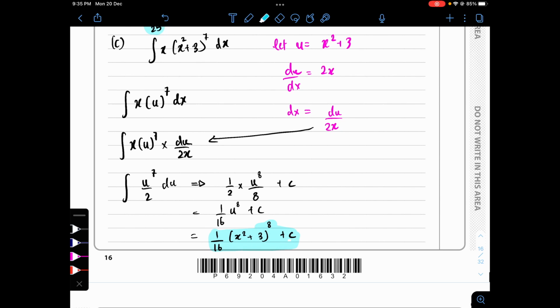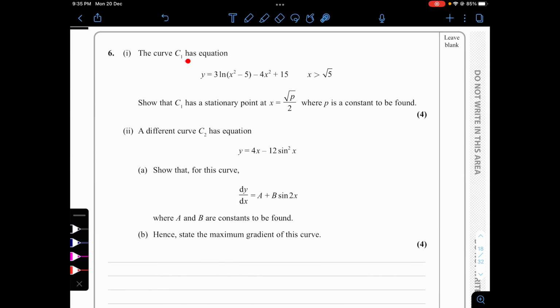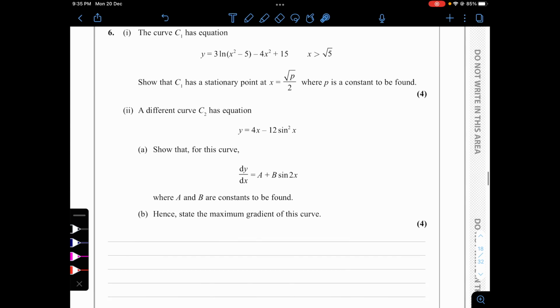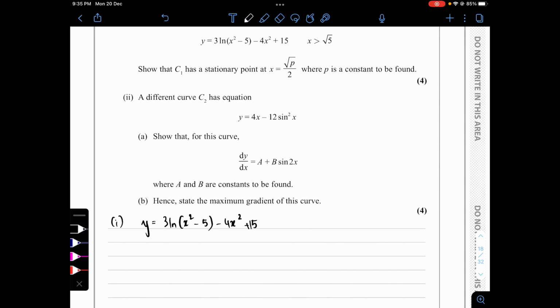Alright, so let's move on to question number 6. Question number 6 says, the curve C1 has the equation y equals 3 ln bracket x squared minus 5 minus 4x squared plus 15, where x is greater than root 5. Show that C1 has a stationary point at x equals root p over 2, where p is a constant to be found. Okay, so let's do that first. So let's just write the equation here. So y equals 3 ln x squared minus 5 minus 4x squared plus 15. Right? x is greater than root 5.